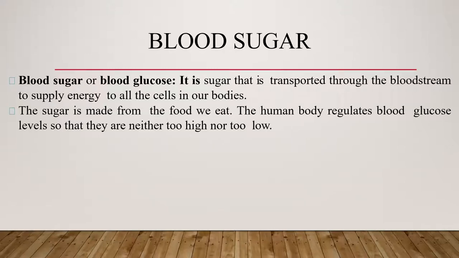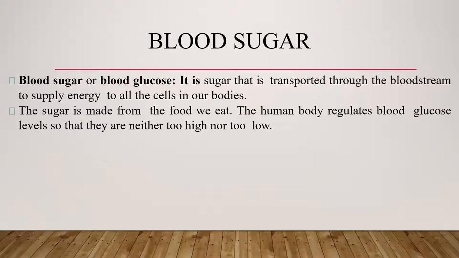Now, the sugar is made from the food we eat. The human body regulates blood glucose levels so that they are neither too high nor too low. We know that in our blood we have sugar at an equilibrium level. That sugar is important for our cells, because we are multicellular organisms. We have many cells in our body, and for each and every cell, sugar is required. That sugar is provided through the bloodstream.